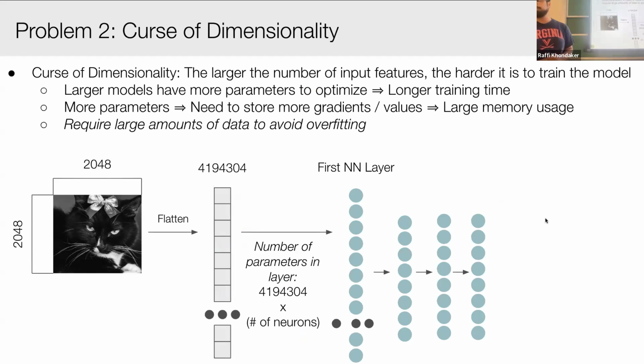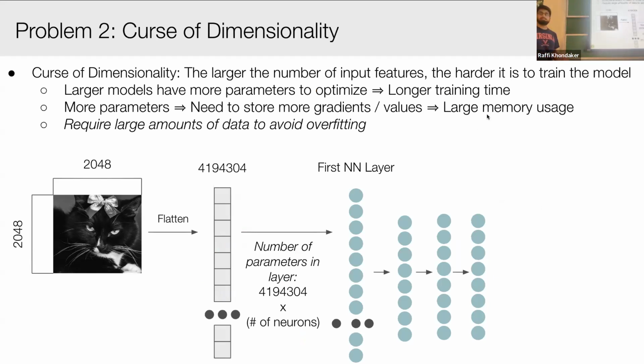The second is more of a fundamental problem across all of machine learning, and it's called the curse of dimensionality, right? Intuitively, it's fairly clear. The more input features you have, the harder it is to train your model. And this is not just for neural networks. This is for all optimization-based models, right?